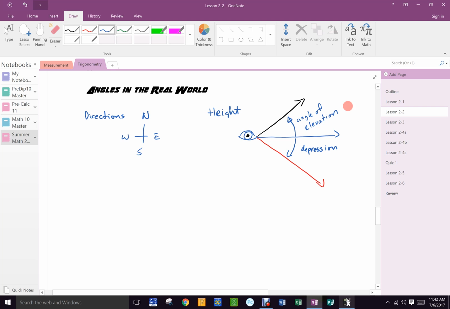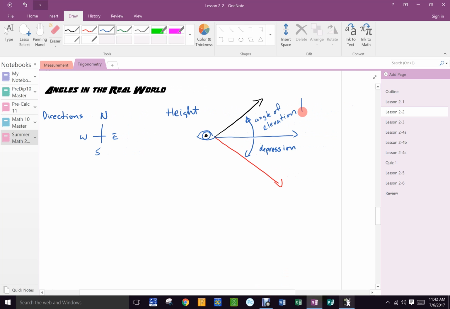And there's other words. There is inclination and declination. But please notice it's between where your eye starts and where your eye ends. Kids have a lot of problem with that. Okay? And here's what I mean. I'm not even going to worry about directions.